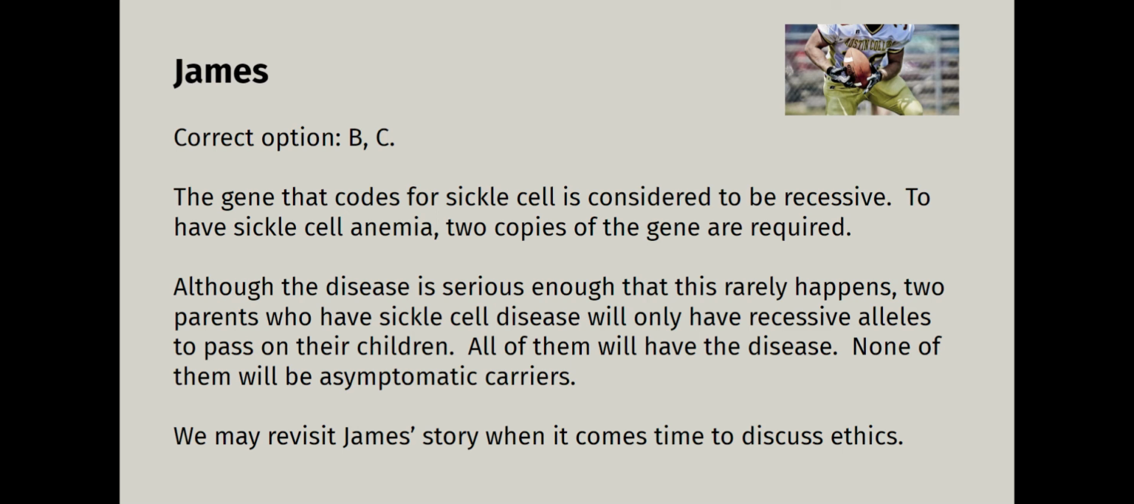D is out because they're homozygous dominant. There are no recessive alleles to pass on. B and C, those situations are just variations of a theme. We have people who are carriers, people who have the disease. Anybody who has the allele can pass it on. And if there is a dominant allele in there, there is the possibility that you will have a heterozygous person with sickle cell trait. And we're going to revisit James's story when it comes time to discuss ethics.